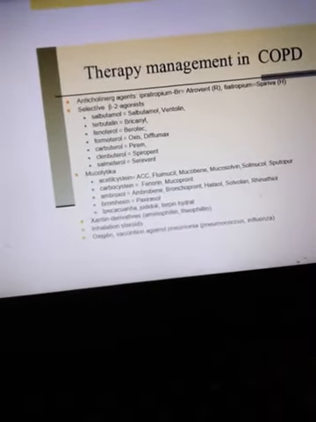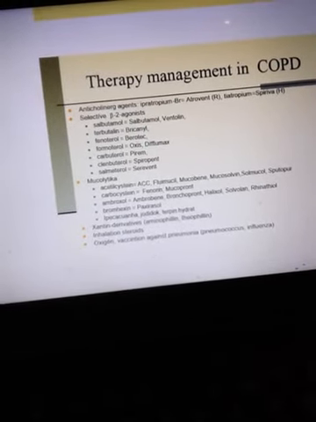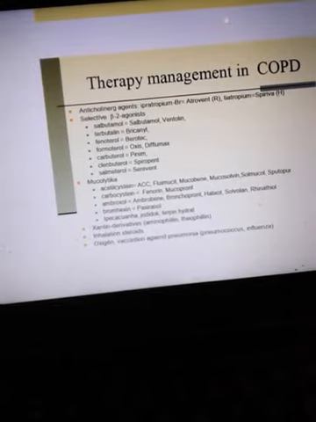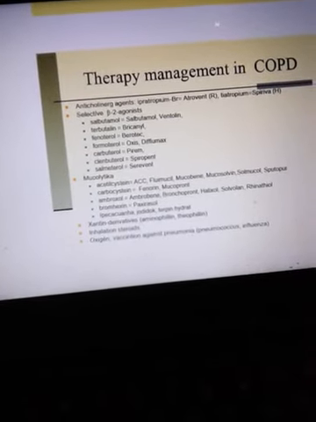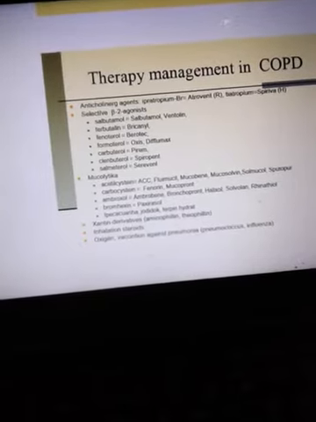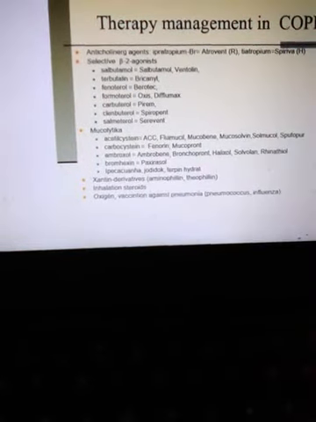اینهالیشن استروئیدها مثل بودزونید. استروئید سیستماتیک مثل متیل پردنیزولون. بعدش هم گفته اکسیژن. واکسیناسیون علیه پنومونیا، علیه پنوموکوک و آنفلوآنزا که عفونت بدترش نکنه.